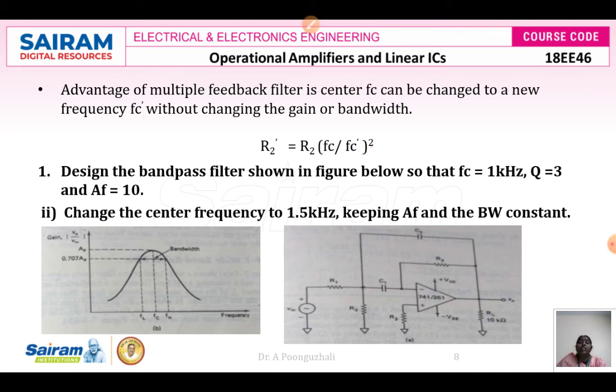So now we'll see how to design a band pass filter shown in the figure below, so that FC is 1 kHz, Q is equal to 3 and AF is equal to 10. Then change the center frequency to 1.5 kHz, keeping AF and bandwidth constant.